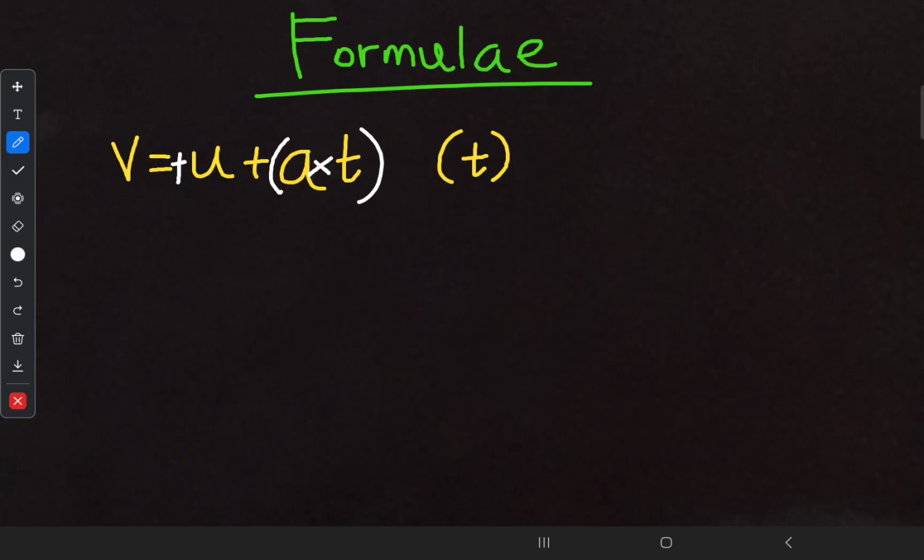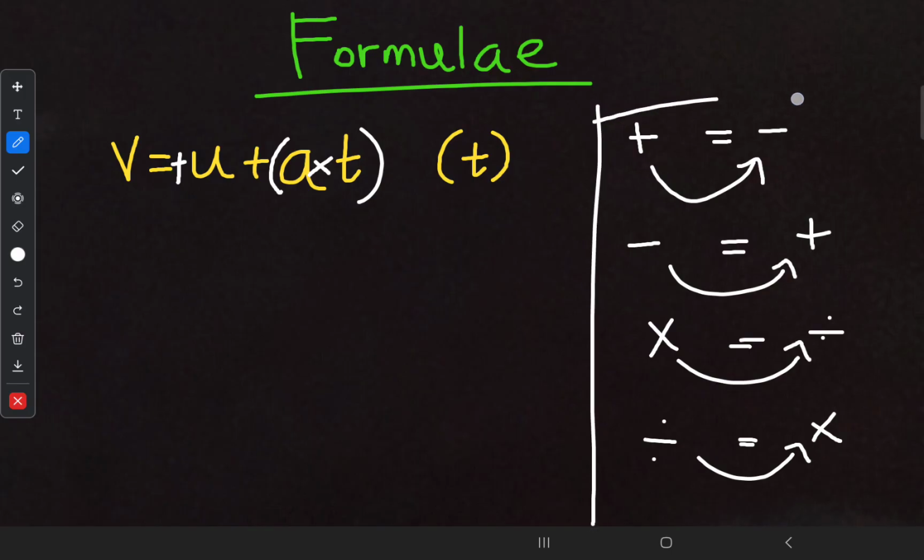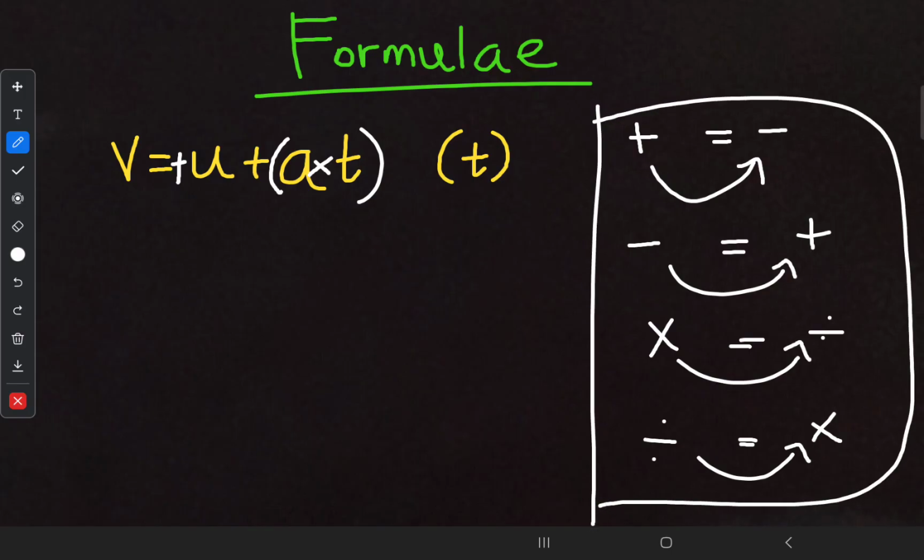Before that, you should know that if there is a positive mark on one side of the equation, when we take that to the other side in order to subject something, it will become negative. Similarly, negative will become positive. Multiplication will become division, and division will become multiplication. These are the basic things you should know to approach formulae. Here you can see T. We have to subject T.